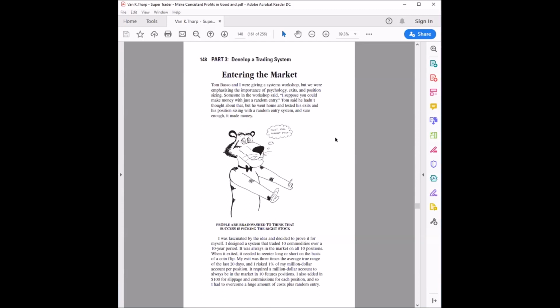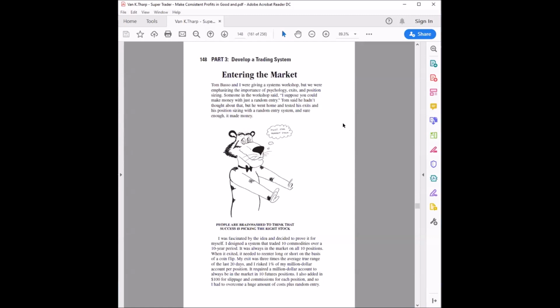Here he talks a little bit about this idea of entering the market. He says that Tom Basso and him were giving systems workshops. They were emphasizing the importance of psychology and exits and position sizing. And someone in the workshop said, I suppose you could make money with just a random entry.